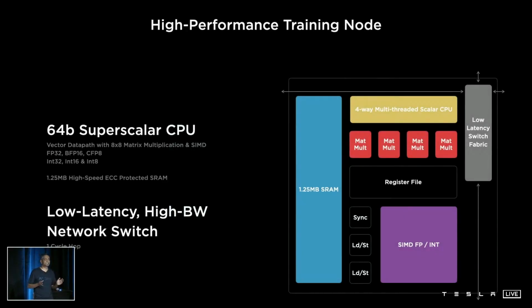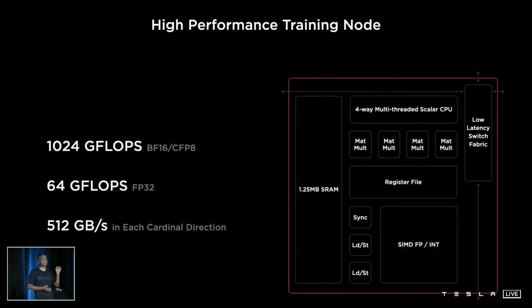This is a 64-bit superscalar CPU optimized around matrix multiply units and vector SIMD. It supports floating point 32, bfloat16, and a new format, CFP8, configurable FP8. And it is backed by 1.25 megabytes of fast ECC-protected SRAM and the low latency, high bandwidth fabric that we designed. This might be our smallest entity of scale, but it packs a big punch. More than 1 teraflop of compute in our smallest entity of scale.